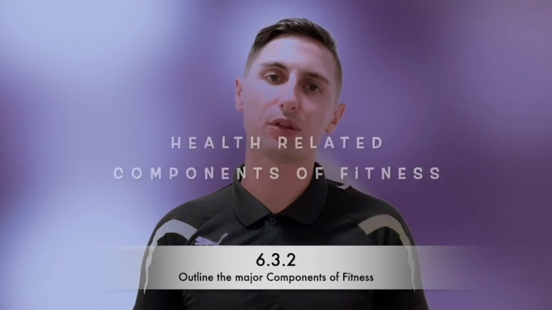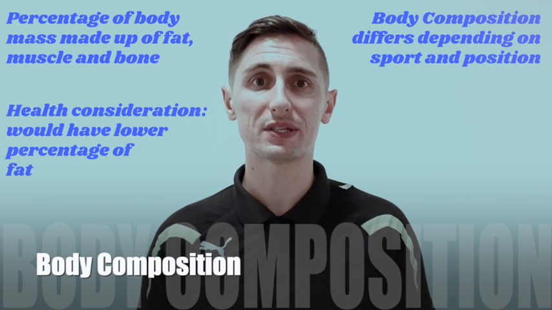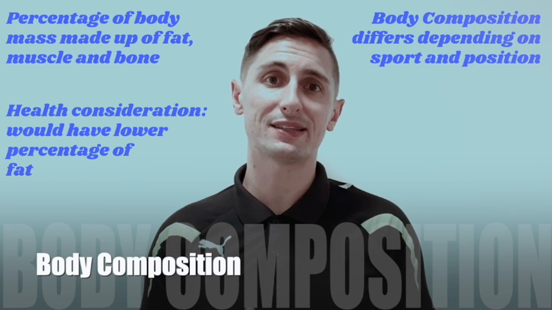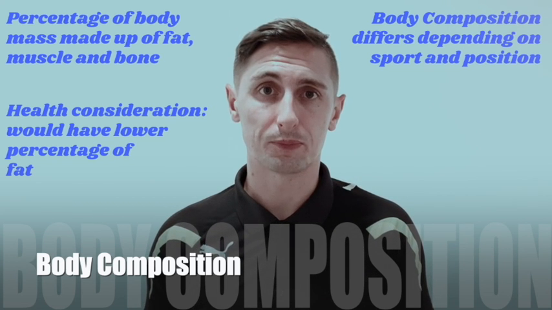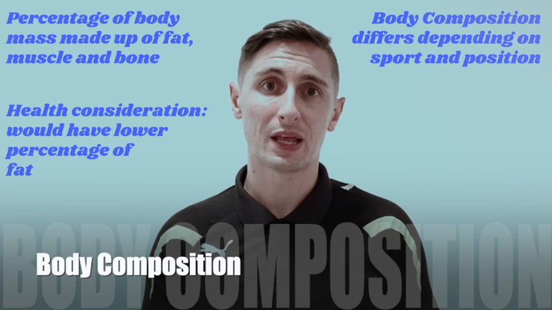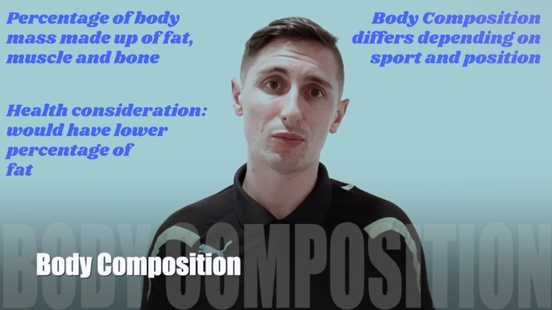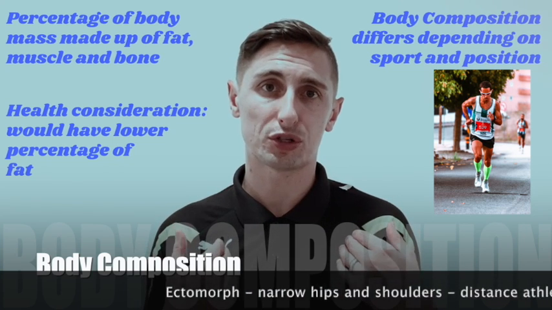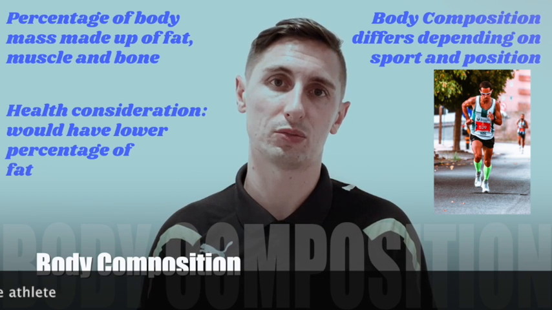So we're going to start with the health-related components of fitness, and we're going to start with body composition. Now, body composition is the percentage of body mass made up of fat, muscle and bone, and it differs between different sports and different positions as to what is optimal. To help with this explanation, we're going to look at somatotypes. We have 3, ectomorph, mesomorph and endomorph. An ectomorphic body type has narrow hips, narrow shoulders, very slight frame. A distance runner is a classic example of an ectomorph body type.